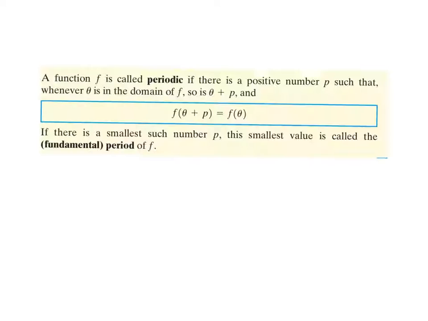Alright, so let me give you a formal definition for what we call a periodic function. A function is called periodic if there's some positive number p such that whenever your angle is in the domain, if you add that period to the angle, your output is just equal to the output you get whenever you just put the original angle in. The smallest such number p is what we call the fundamental period. That's where we're talking about how the fundamental period of sine is 2 pi, and the fundamental period of tangent is pi.